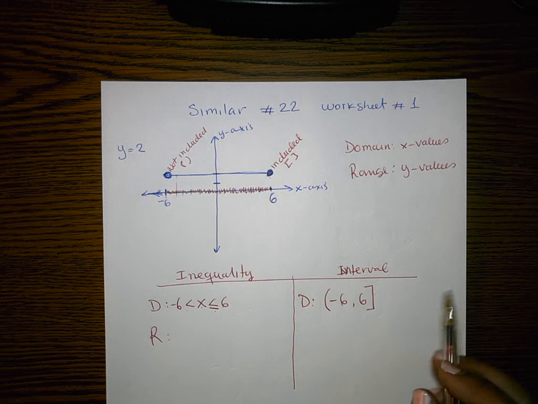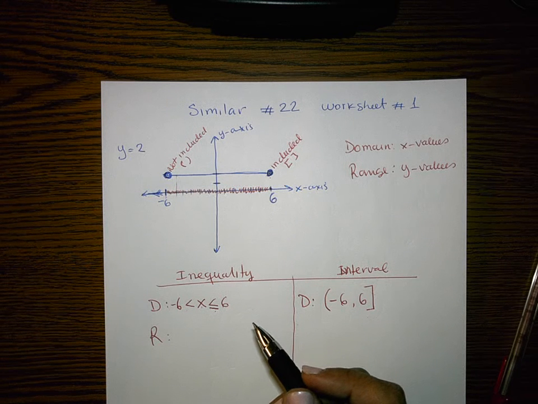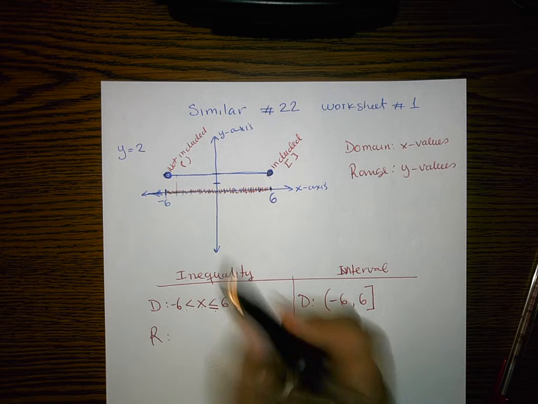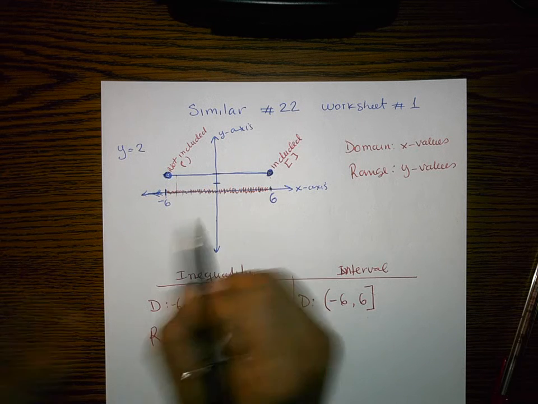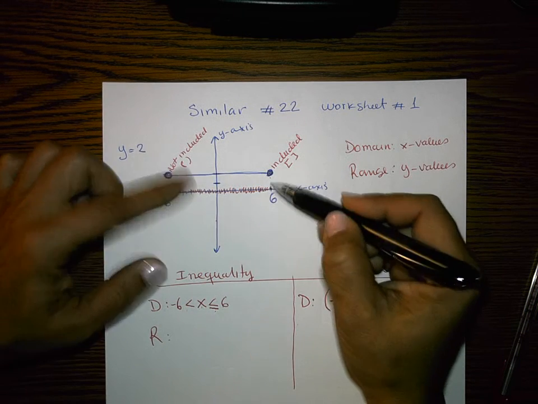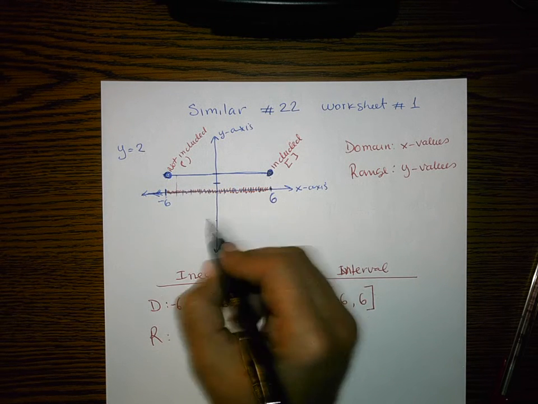Let me switch to black pen here. I only want to show the range. That means I only want the y values that touch the graph. If I'm down here, you have to go left or right to touch the graph, right? For the x values, we went up or down to touch the graph. If I'm down here and I go anywhere left or right, I won't touch the graph.